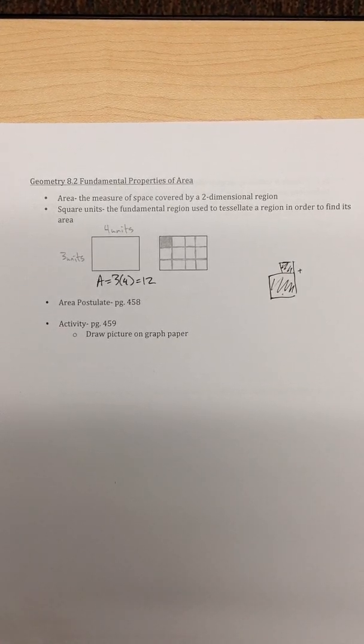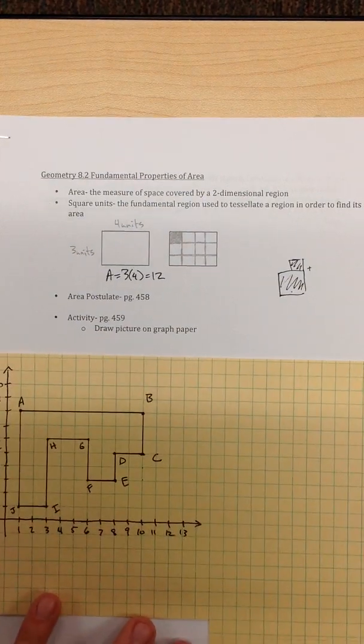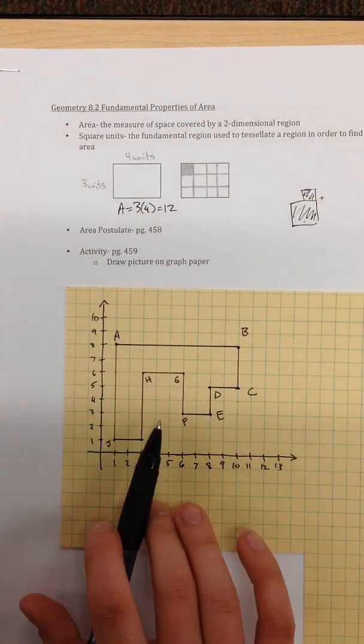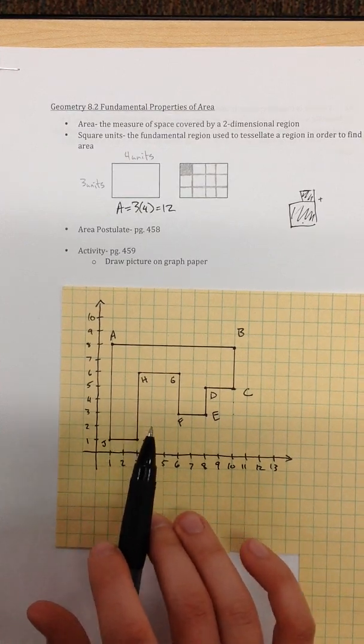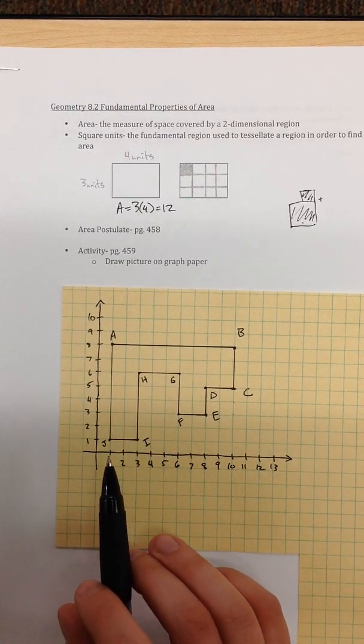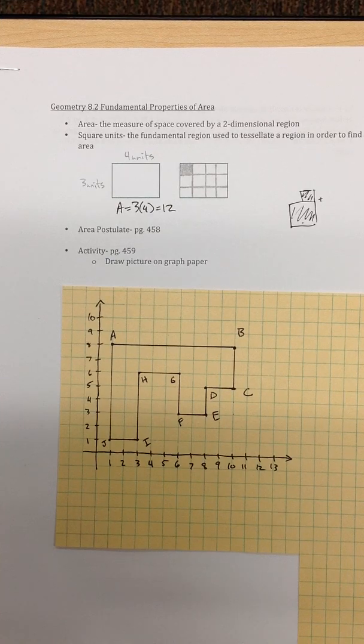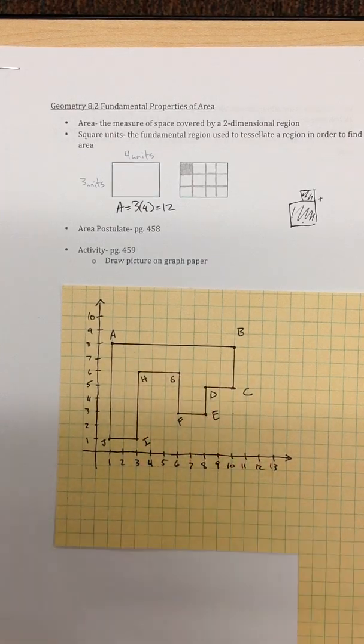Okay, the next thing we're going to do is we're going to do an activity. So if you look on page 459, there should be a picture that's kind of something like this. So what I would do is I would sketch that out on a piece of graph paper or in your notebook or something like that, and then we are going to do some stuff with area. Okay, so what they want us to do in that activity is it says break the polygonal region, so our polygon is just this inside shape here, into smaller regions and calculate the area.